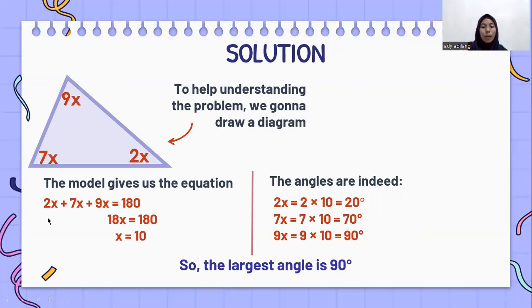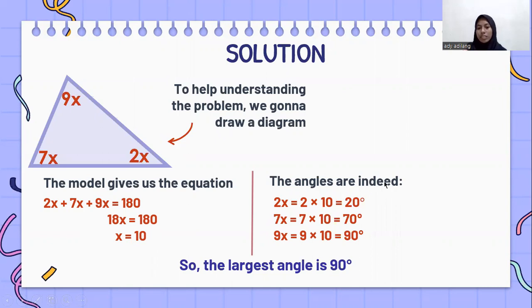Next, add the terms in this equation, because they have the same variable and also exponent. So 2x plus 7x plus 9x is equal to 18x, and then bring down the 180. To find the value of x, we're going to divide both sides by 18. So x is equal to 10.